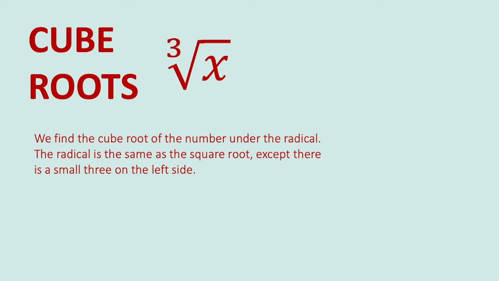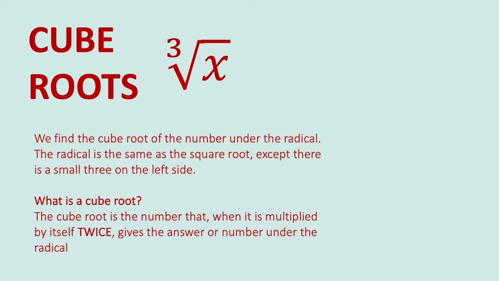Hi everyone, today we're going to be talking about cube roots. We find the cube root of the number underneath the radical. The radical is the same as the square root, except there is a small 3 above the little leg part of the radical.